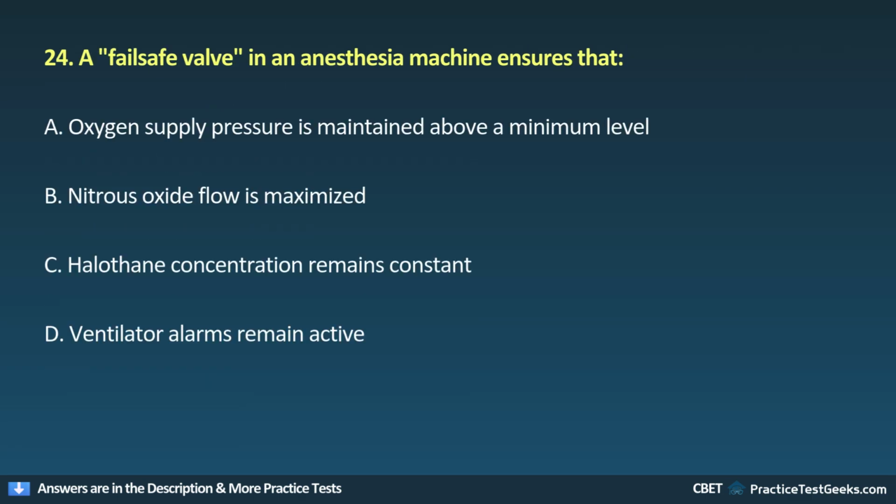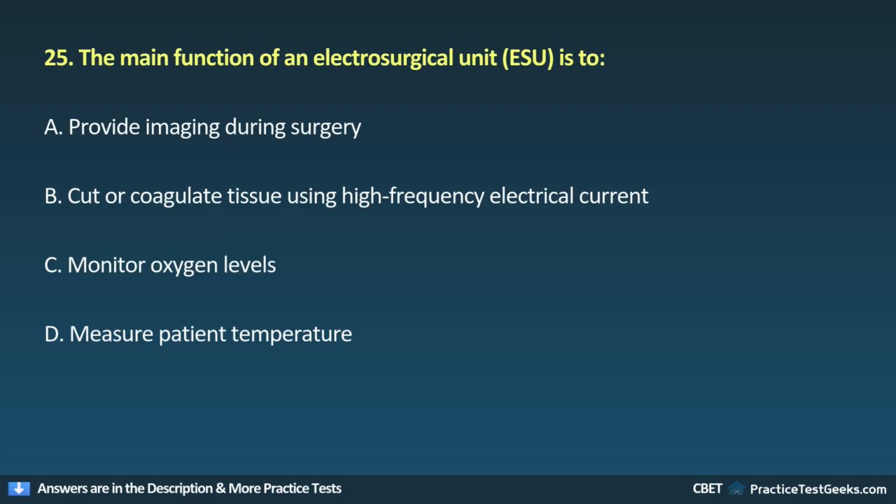24. A fail-safe valve in an anesthesia machine ensures that A. Oxygen supply pressure is maintained above a minimum level. B. Nitrous oxide flow is maximized. C. Halothane concentration remains constant. D. Ventilator alarms remain active.